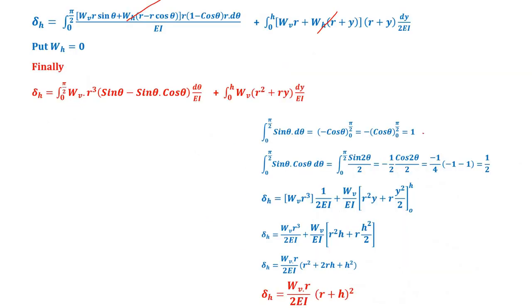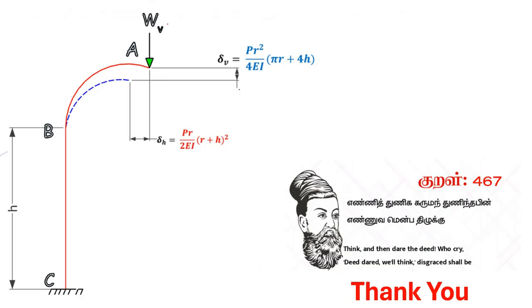Finally this WV could be substituted by the value of P. This load is nothing but P. Now here you will find that there is no horizontal load, and WH was used as a play for finding the horizontal deflection, and finally we put WH equal to 0, so that only the effect of WV is used for the vertical deflection and horizontal deflection.